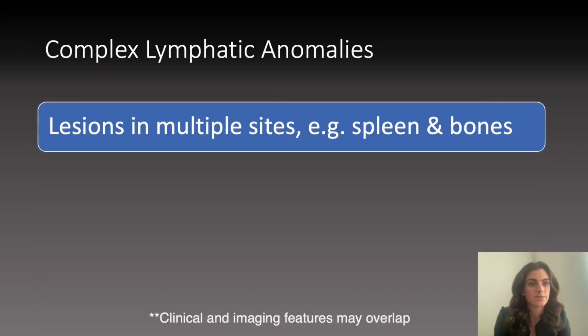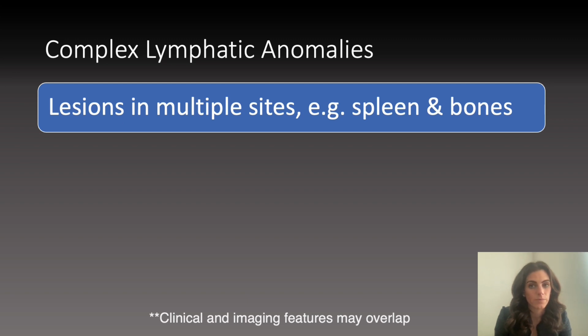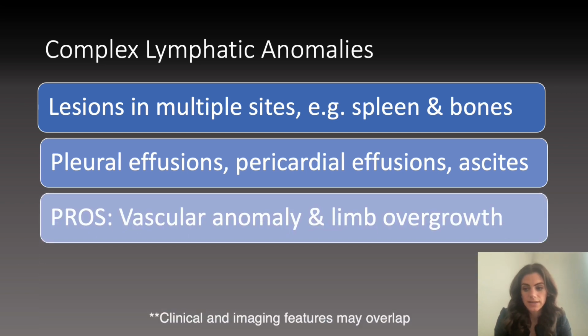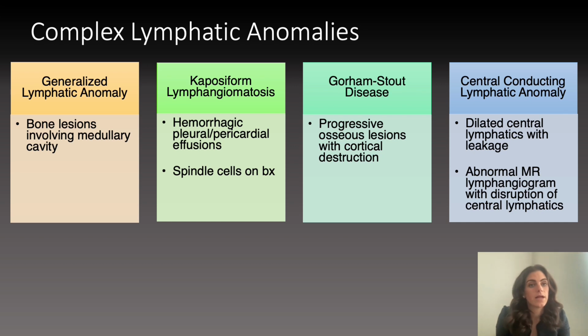Complex lymphatic anomalies are characterized by multifocal lesions, frequently involving spleen or bones. Lymph can leak into body cavities, causing pleural effusions, pericardial effusions, or ascites. It's important to note that clinical and imaging features of these conditions can overlap and diagnosis can be challenging. Finally, PIK3CA overgrowth spectrum is characterized by vascular anomalies and limb overgrowth. Although the clinical and imaging features of complex lymphatic anomalies sometimes overlap, there are some imaging and clinical features which can help make a more specific diagnosis. Frequently, advanced imaging, including MR lymphangiography, is needed, and occasionally biopsy is needed for a definitive diagnosis.